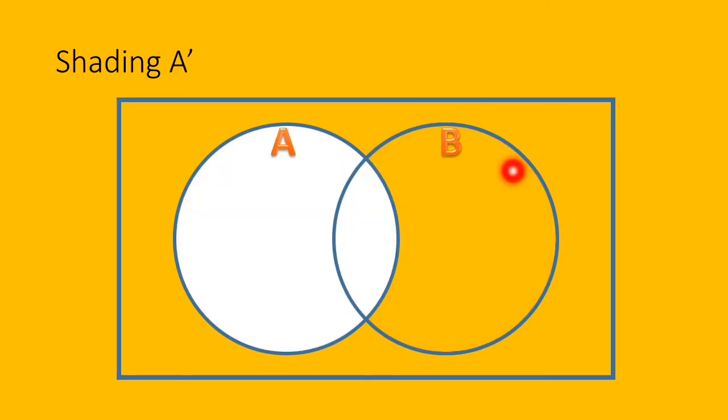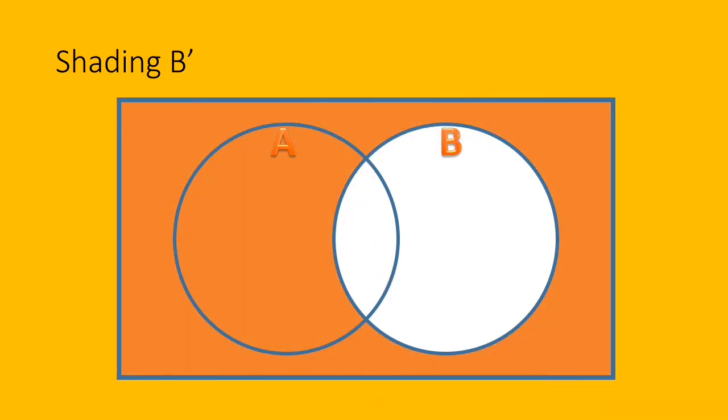For A complement, all the area which is outside the set A, so the area which is in orange color is the complement of set A. Similarly, complement of set B means all the area which is outside the set B, so the area which is in orange color is the B complement.